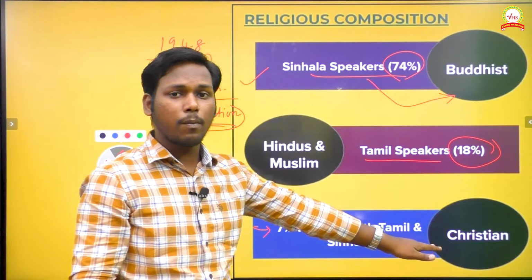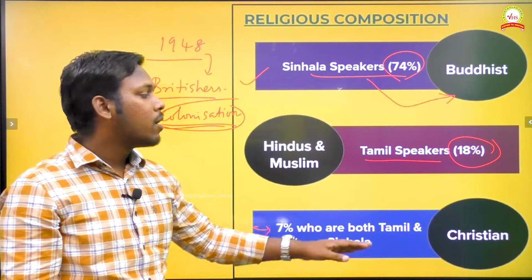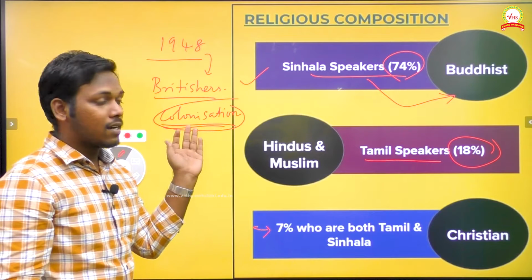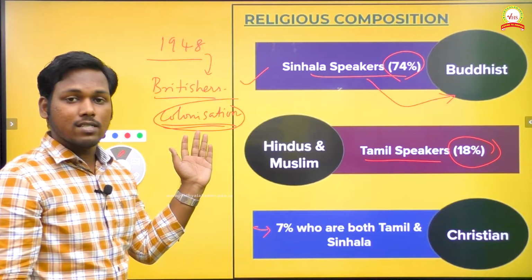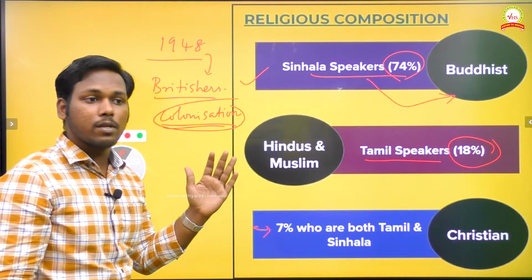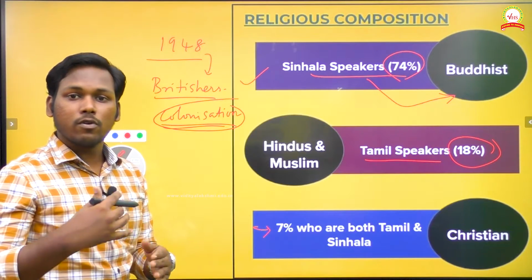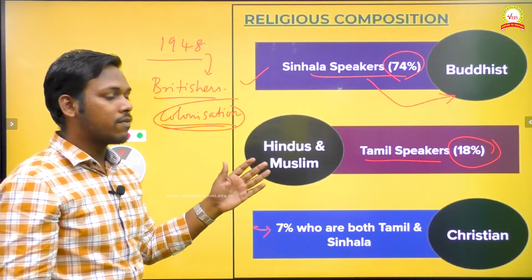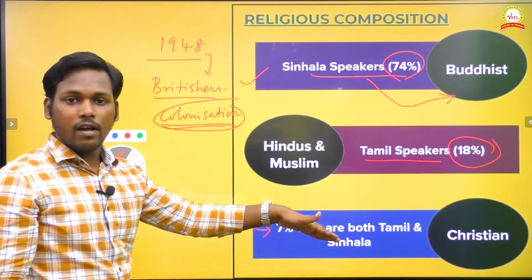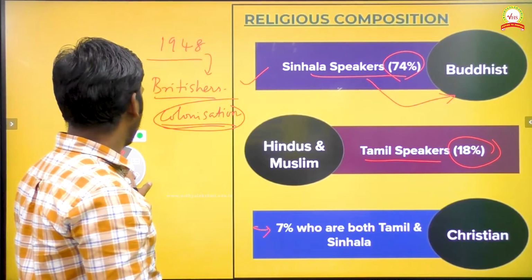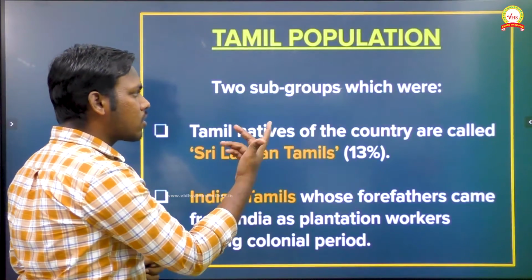How was the Christian population increased in Sri Lanka? By the impact of the Britishers. As I told you before, Sri Lanka was colonized by the British. Wherever the British people went, they told about Christ, Jesus Christ, so everyone started following it. That is the way Christianity came into India also. Fine, so this is the complexity.